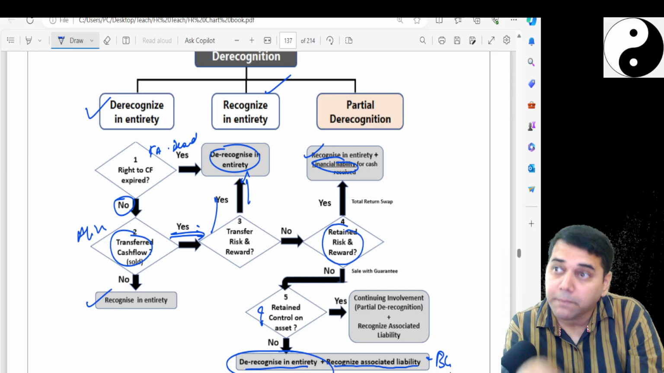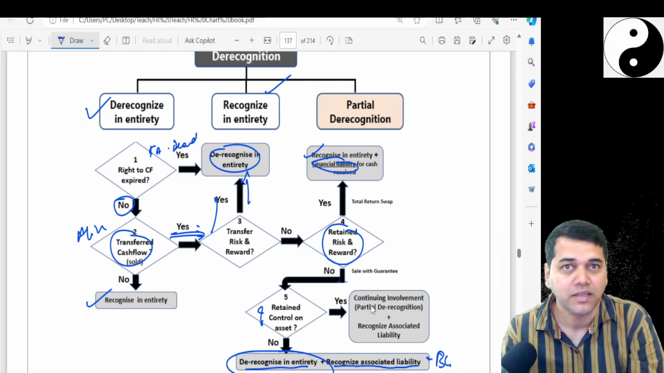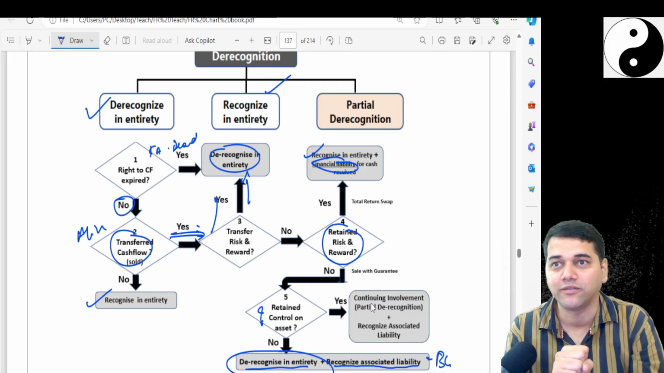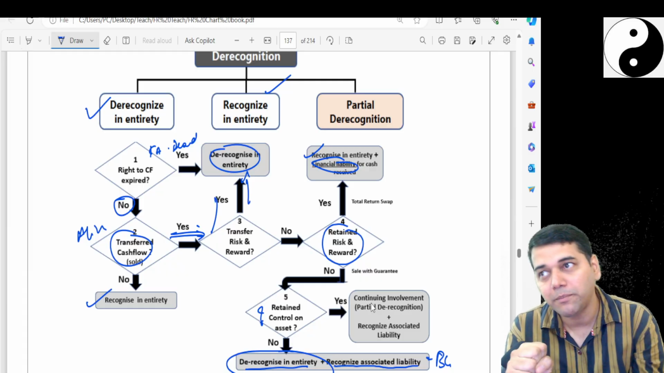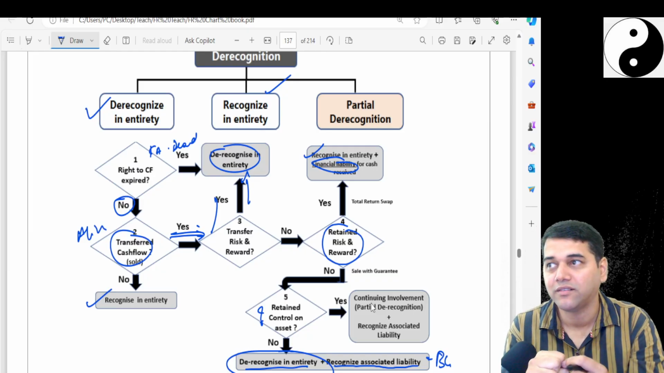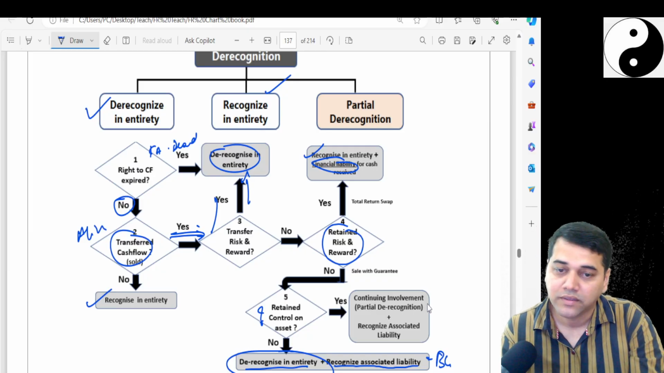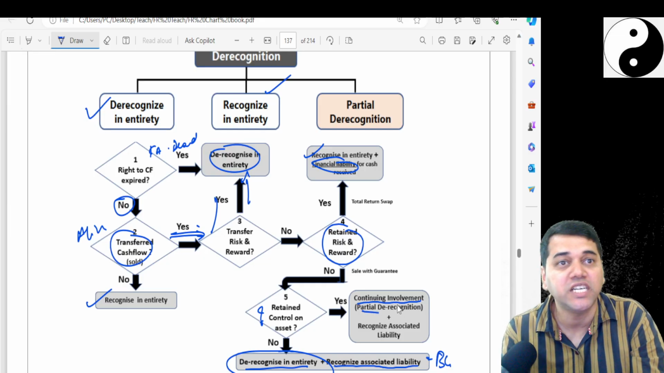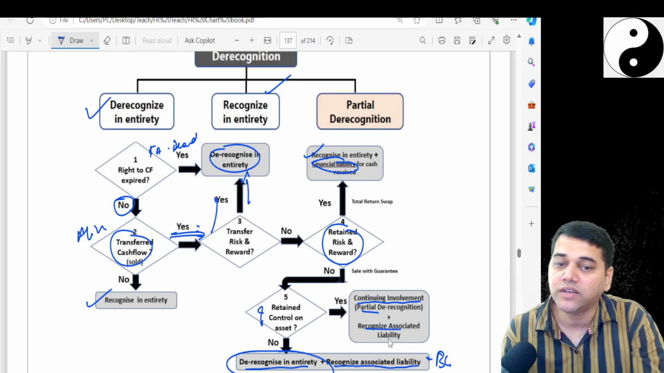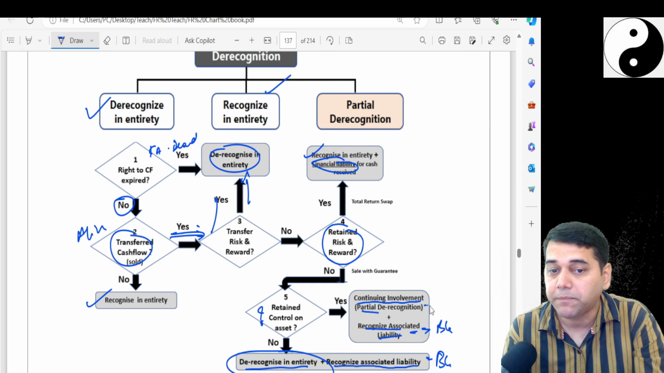No, but you are managing it like securitization. Asset is within your control only now. Debtor is within your control. Also, you have given bank guarantee for the full amount, or whatever, partial amount. Then it is called the continuing involvement approach, a partial derecognition, and recognize the associated liability. Liability is the bank guarantee. And you have to keep some portion in the asset.